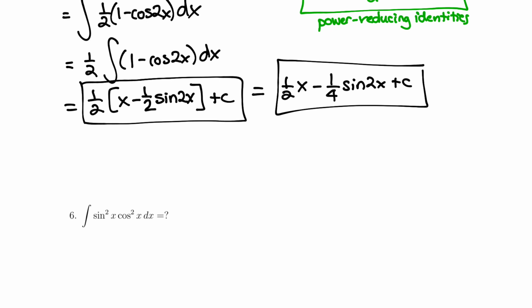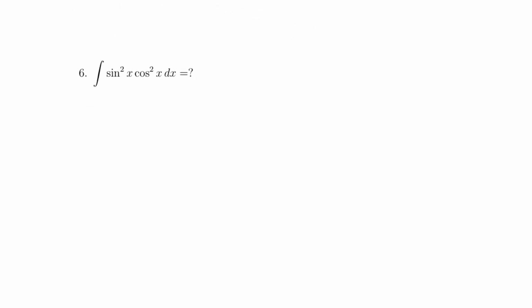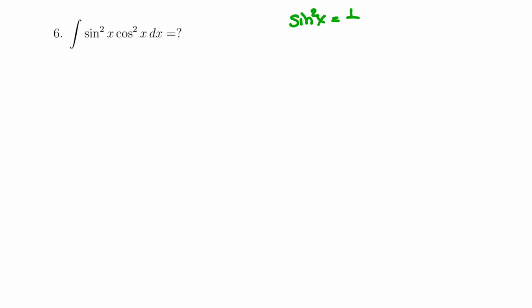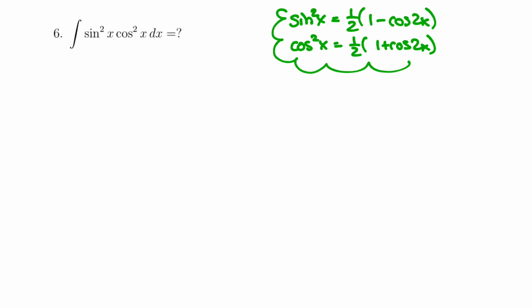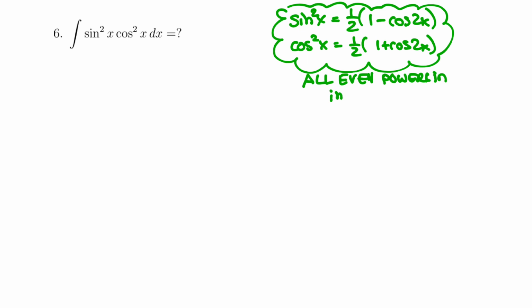Let me write it down for us. So our power reducing formula was: sine squared of x is 1/2 times 1 minus cosine of 2x, and cosine squared is 1/2 times 1 plus cosine 2x. Remember, today we are practicing looking for patterns. When you see all even powers in your integral, you want to think power reducing formulas.